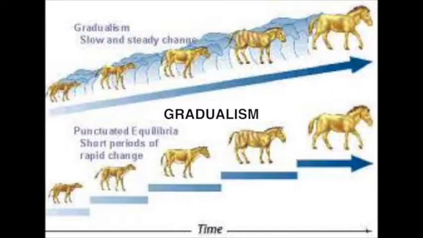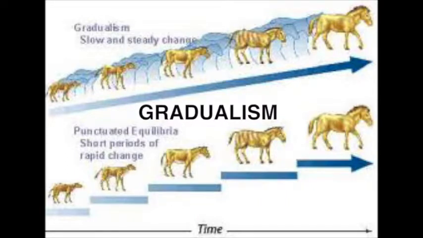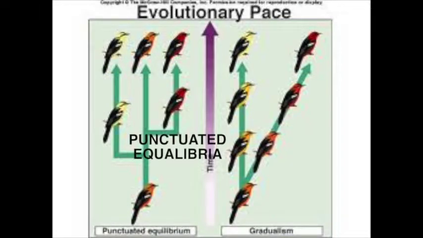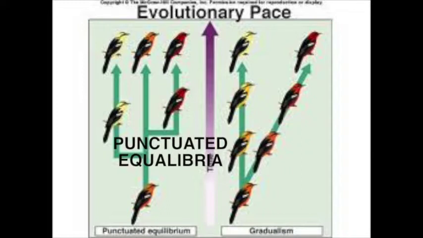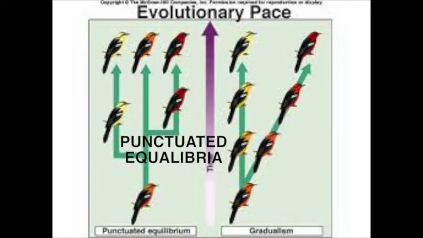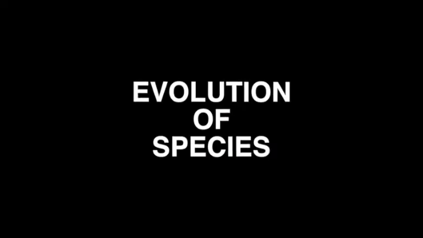Fossils can help determine the rate of evolution. Gradualism is the theory that evolution occurs slow and steady. Punctuated equilibria is where scientists believe that evolution can occur gradually at some times and more rapidly at others.